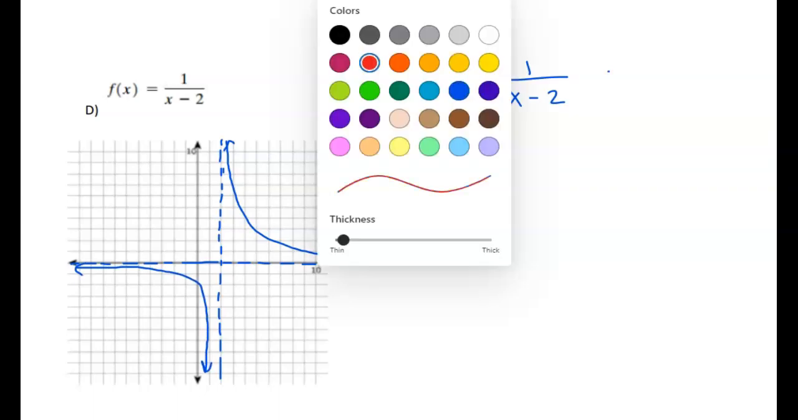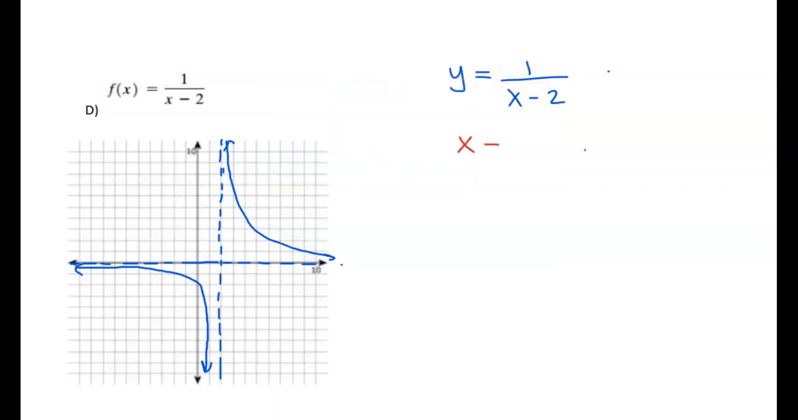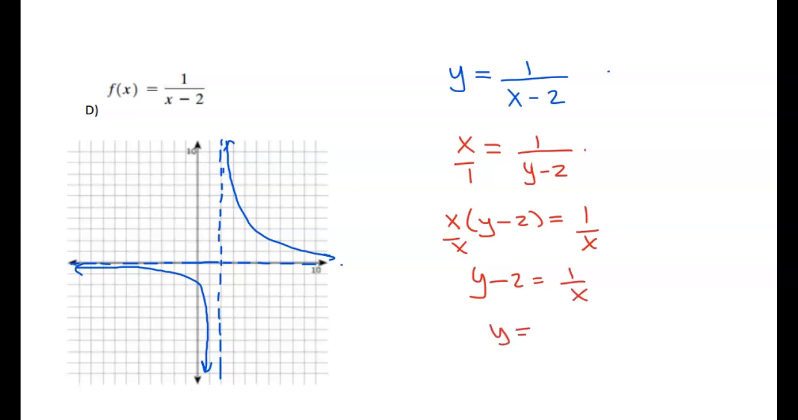All right, so we're going to switch x's and y's. We're going to solve for y, so let's cross multiply. We have x times y minus 2 equals 1. Divide both sides by x. So we have y minus 2 equals 1 over x, or y equals 1 over x plus 2. So this is the inverse function.